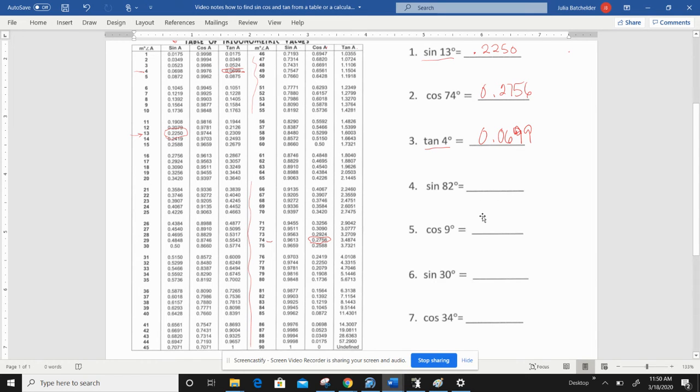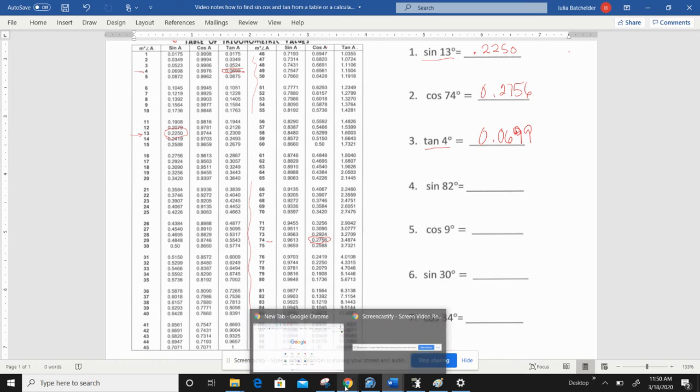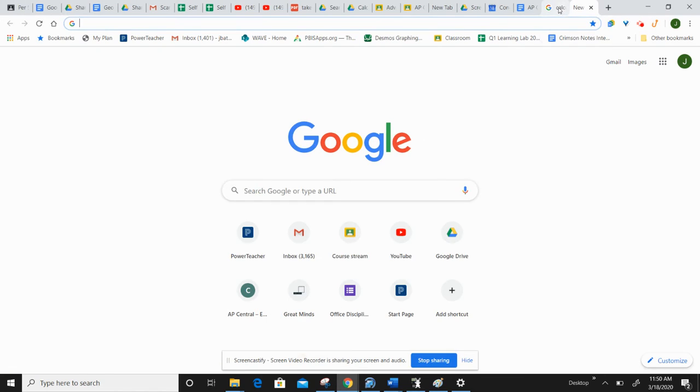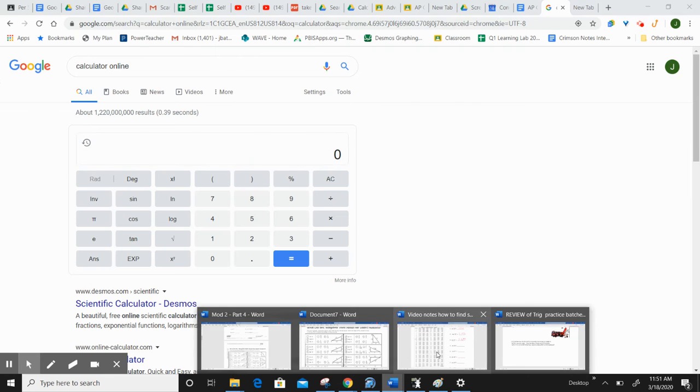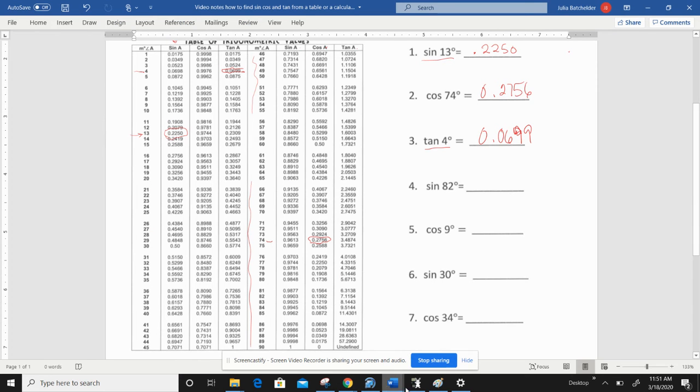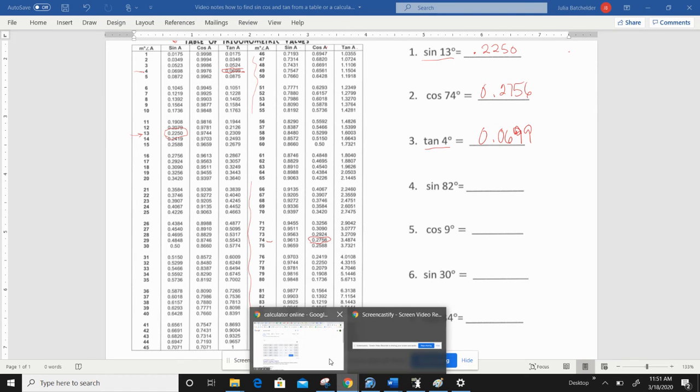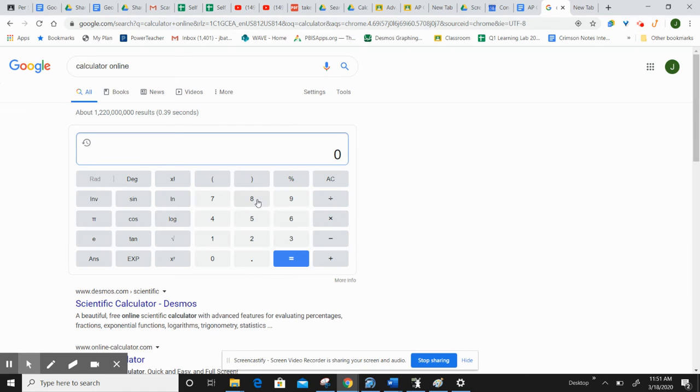Depending on your calculator, I'm going to do the next two on the calculator, and I'm going to go to the calculator that is a Google Calc. So I've got Google Calc here. You want to make sure you're in degrees, so make sure the degree is highlighted on that. And if I wanted, what was my question? I forgot what my question was. Sine of 82 degrees.